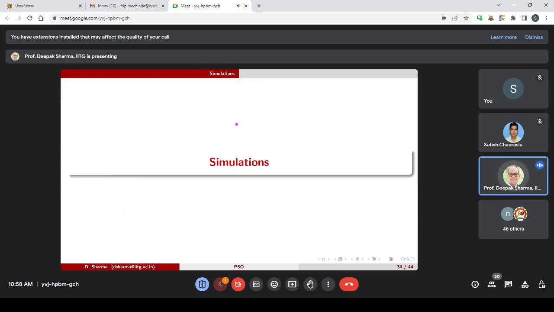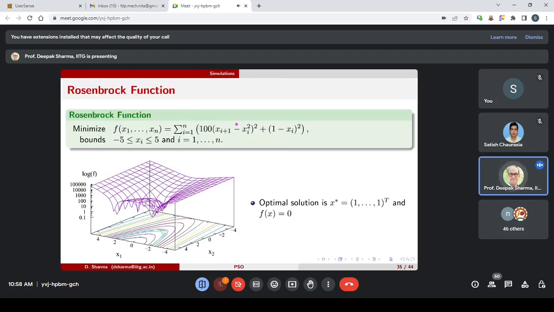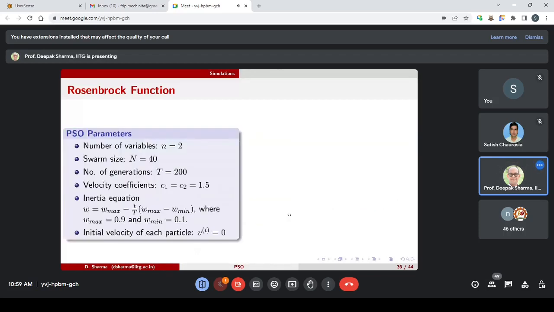Right. Let us come to the simulation part. I'll take the first question as the same Rosenbrock function. Earlier, I told you that this Rosenbrock function is a scalable problem. So from 1 to n variables I can consider, and this is the formula. All the variables should lie between -5 and 5. And this is the same plot which we have shown. The optimum will always lie at 1, 1, 1, and the function value should be 0 at the optimum solution.